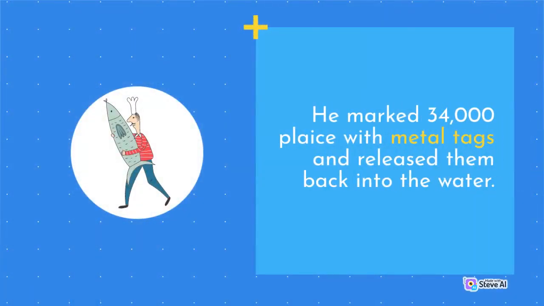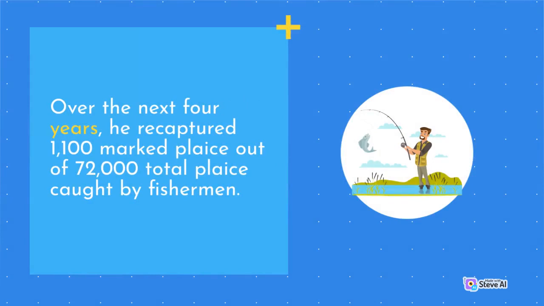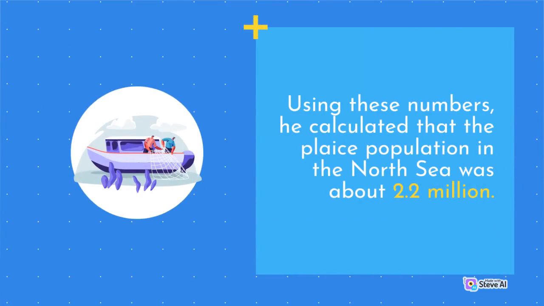He marked 34,000 plaice with metal tags and released them back into the water. Over the next 4 years, he recaptured 1,100 marked plaice out of 72,000 total plaice caught by fishermen. Using these numbers, he calculated that the plaice population in the North Sea was about 2.2 million.